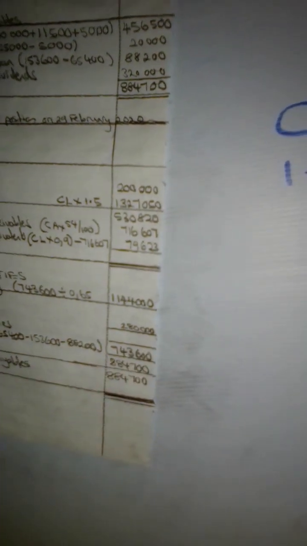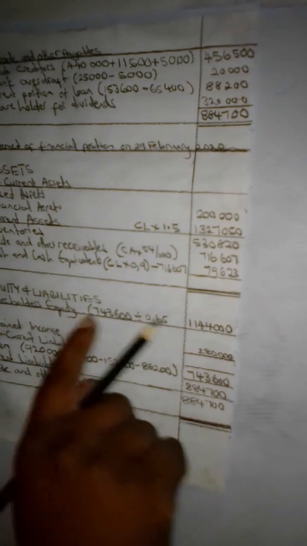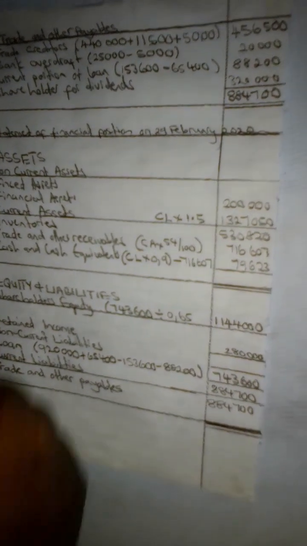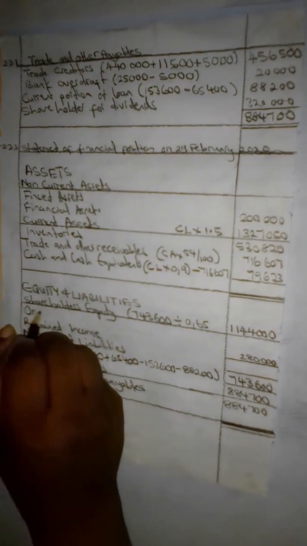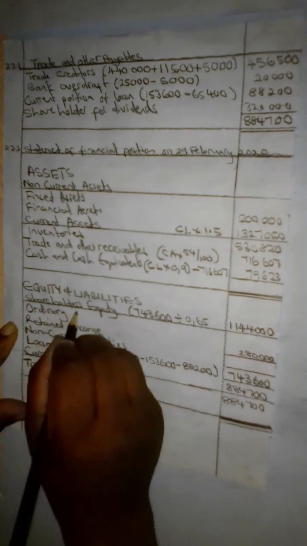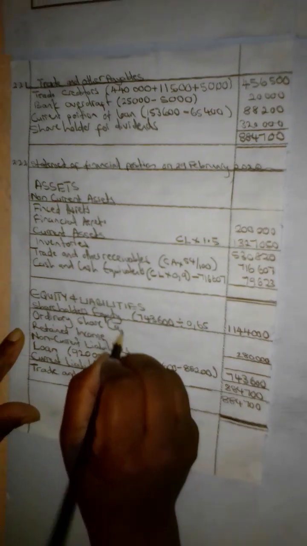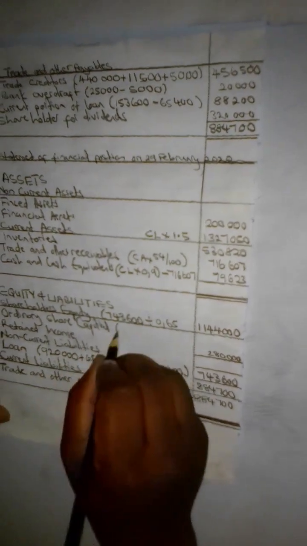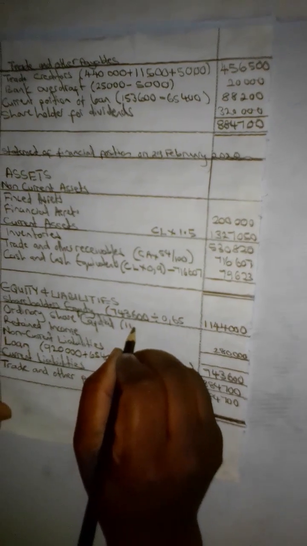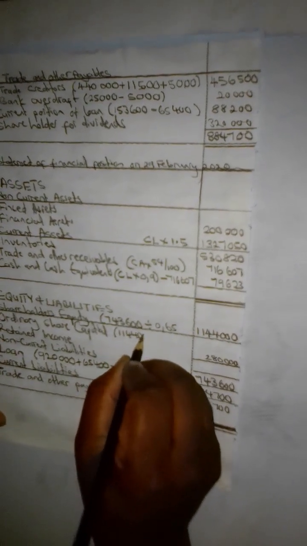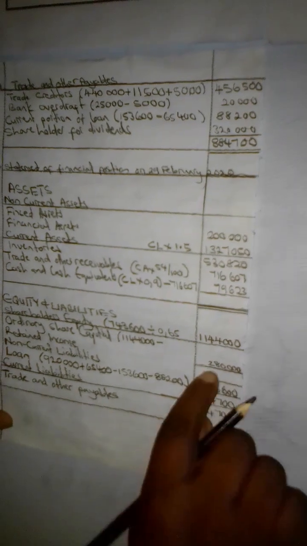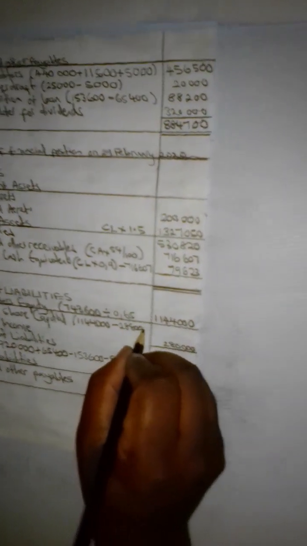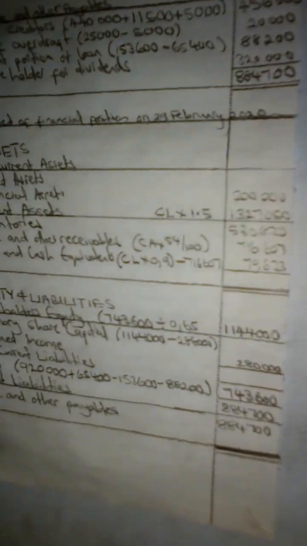1,144,000. Okay, so now that we have got the shareholders' equity, it's easy for us to find the ordinary share capital. We are going to calculate the ordinary share capital. It's simply going to be 1,144,000 minus the retained income, which is already given, 288,000. It is going to give us our ordinary share capital.